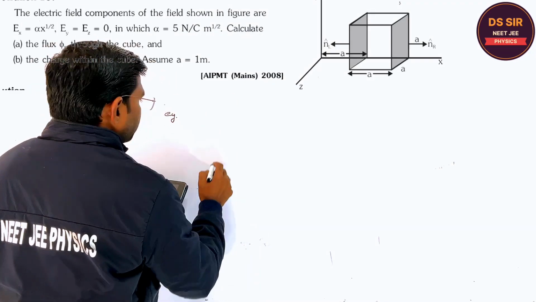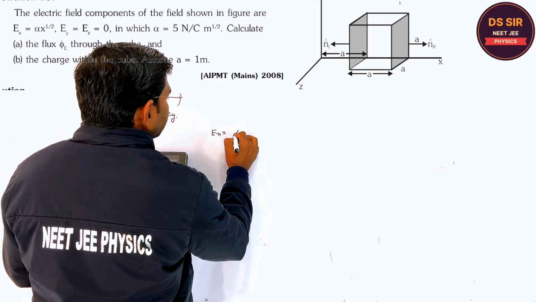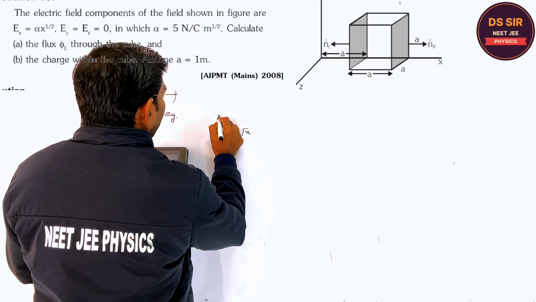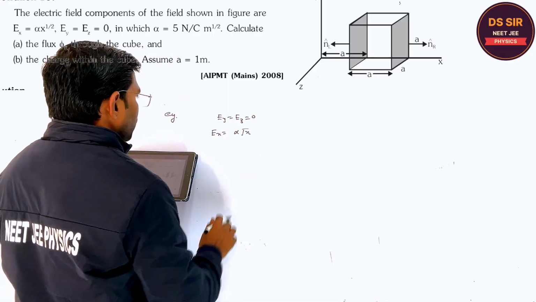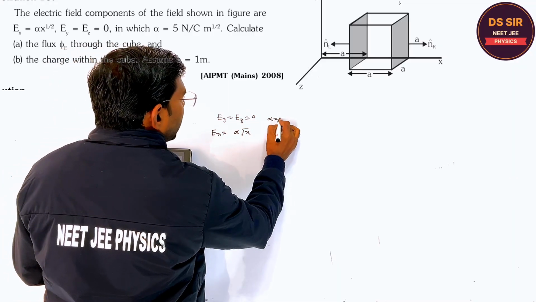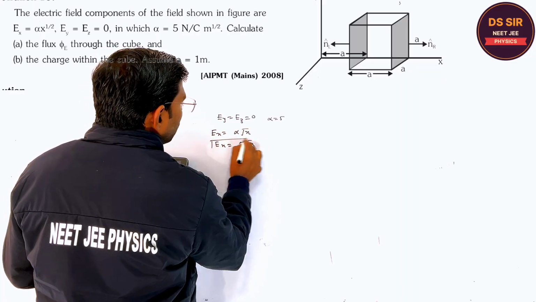So read this question. In this question, suppose the electric field as a function of x is given as alpha root x, while y and z direction electric field is not present. Alpha value is given as 5. So I will write Ex is equal to 5 root x. Is it clear or not?